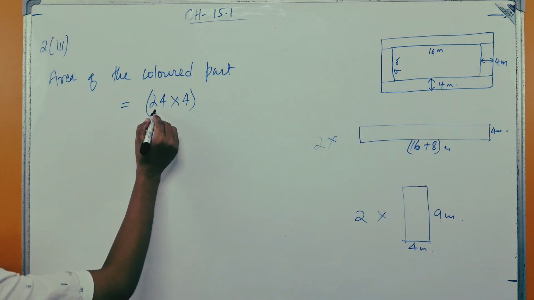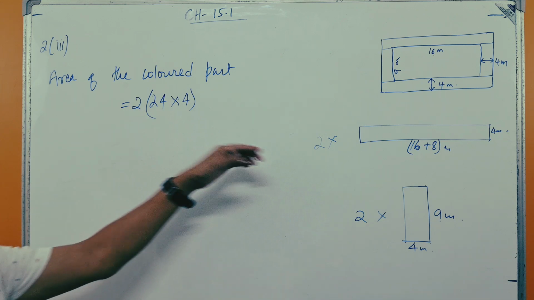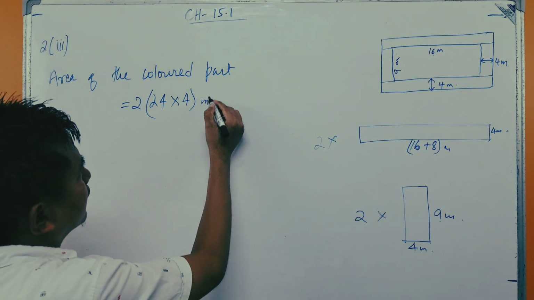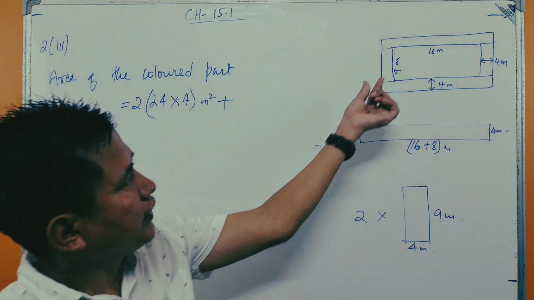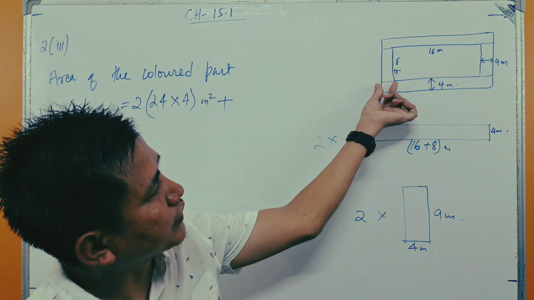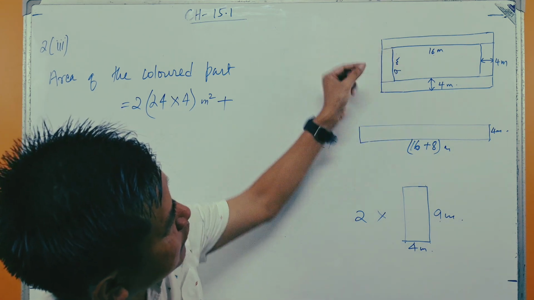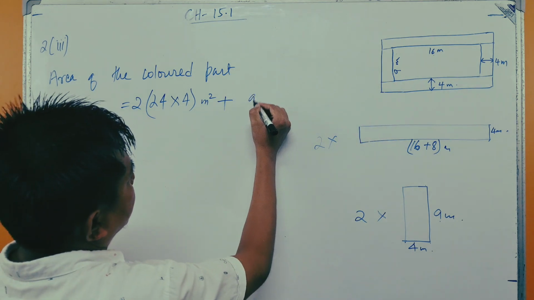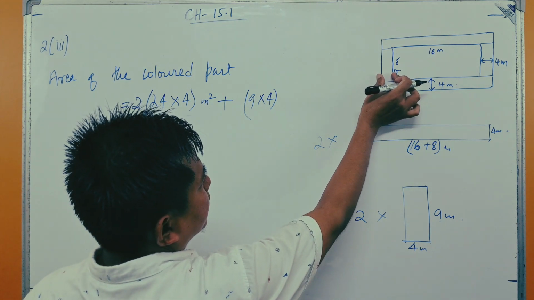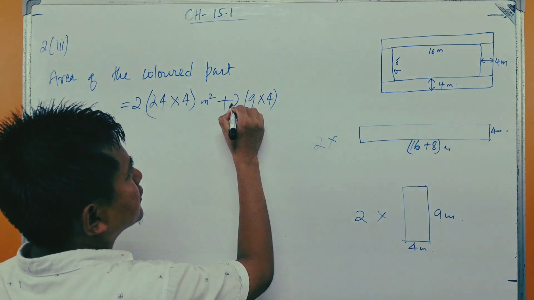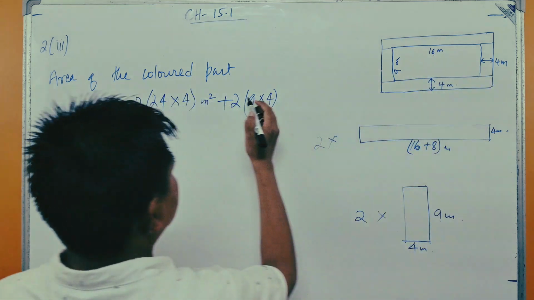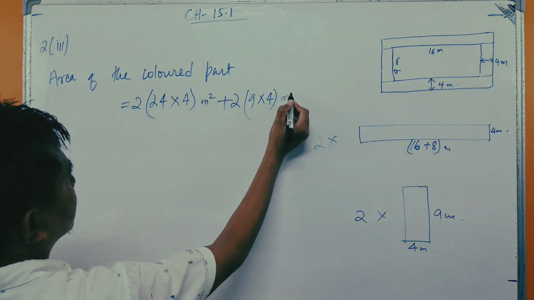When we multiply this area by 2, we get the total area of the 2 rectangles. This one and this one. Meter square. Plus area of this small rectangle. Length is 9 meter and breadth is 4 meter. 9 into 4, isn't it? When we multiply length into breadth, we get the area of this rectangle. Now when we multiply this area by 2, we get the total area of these 2 rectangles, isn't it? This and this, okay? Meter square.